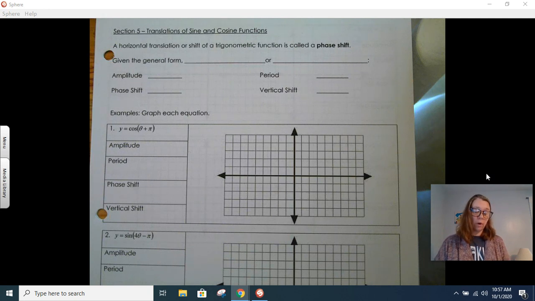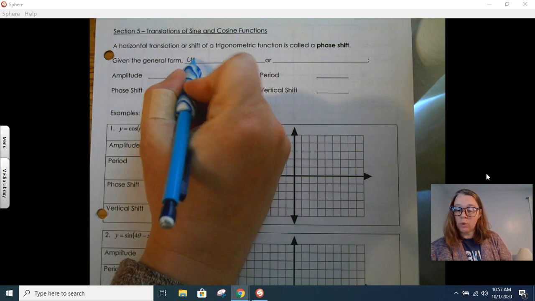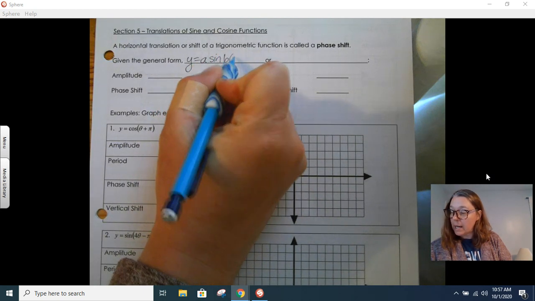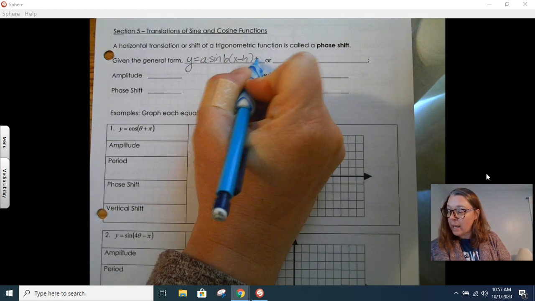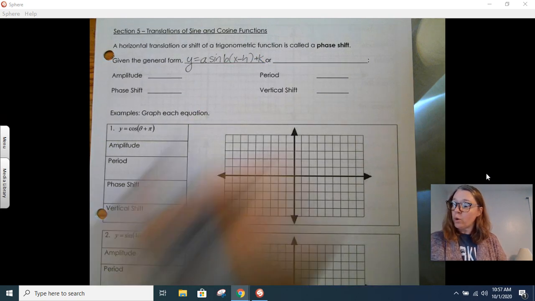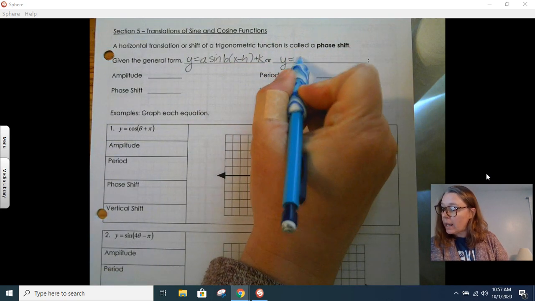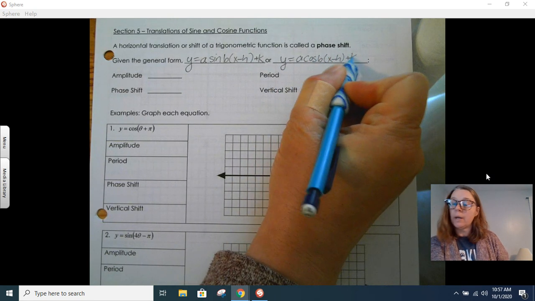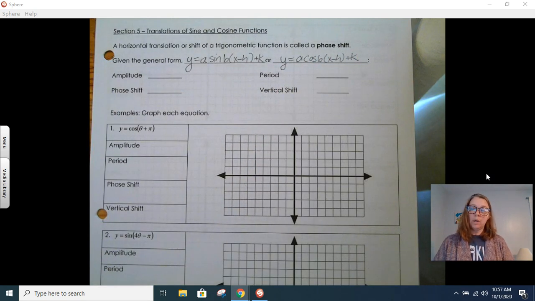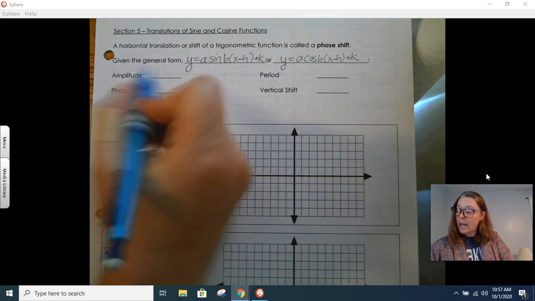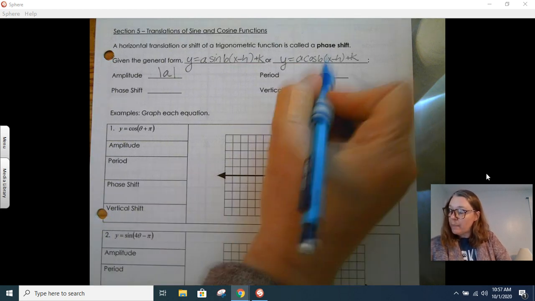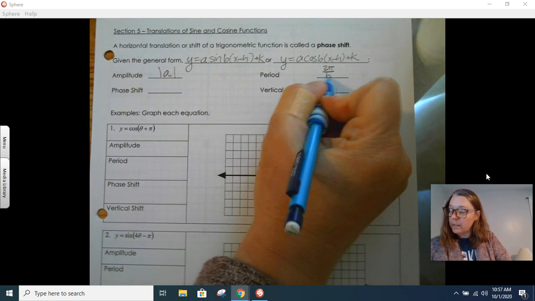So the general form that we talked about before was y equals a times the sine of b times x minus h plus k if it was a sine function, or y equals a times the cosine of b times x minus h plus k if it was a cosine function. Remember, amplitude is the absolute value of a. That's telling you how far up and down. Period we get by doing 2 pi over b.